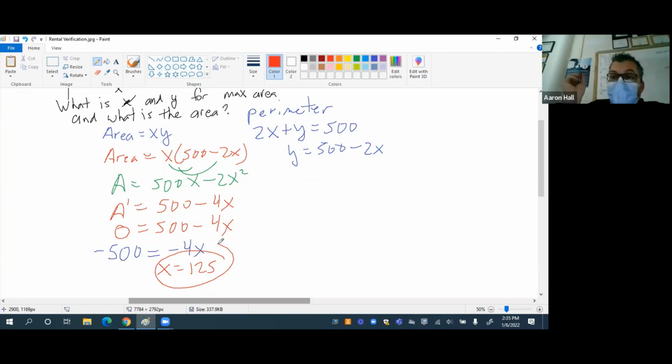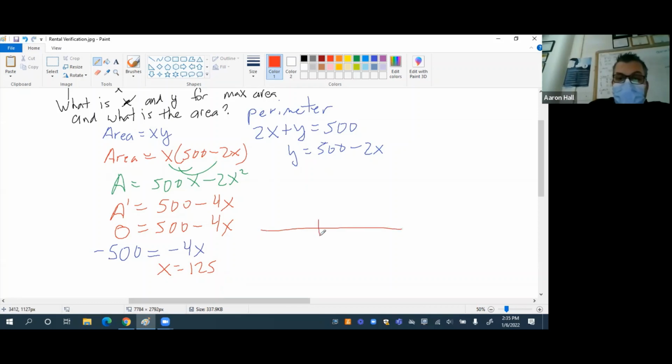It could be a minimum, right? Or it could end up being a stationary inflection point. Actually, I know it's quadratic. There's no stationary inflection for a quadratic. So what do I do to ensure that this is a maximum? We have to use a sign diagram.